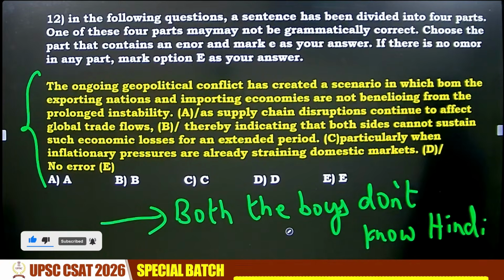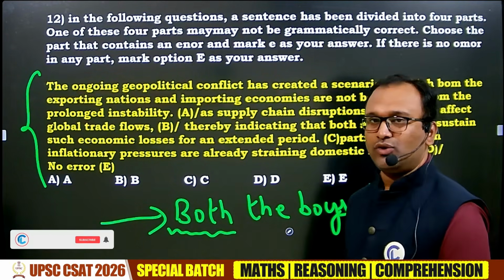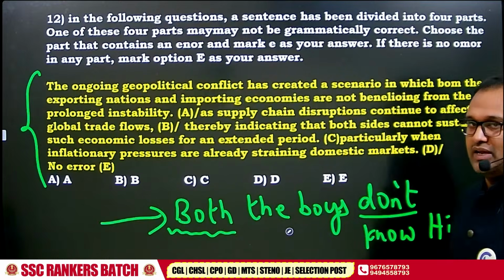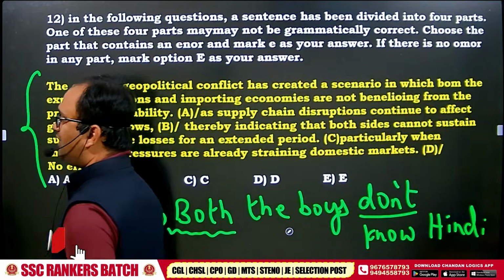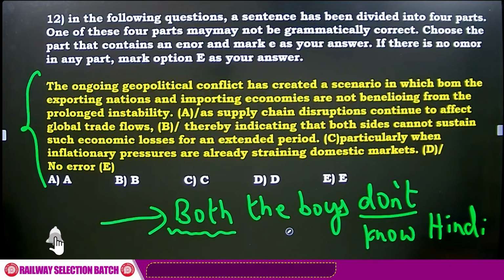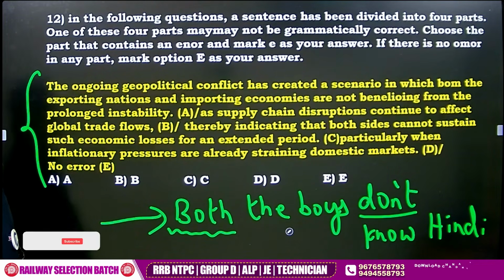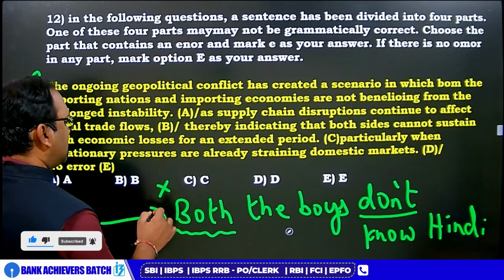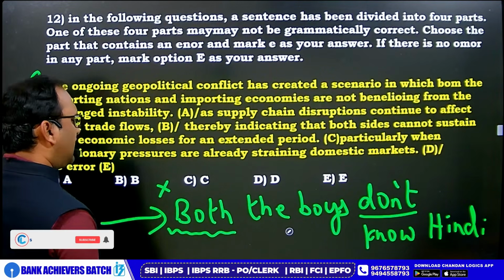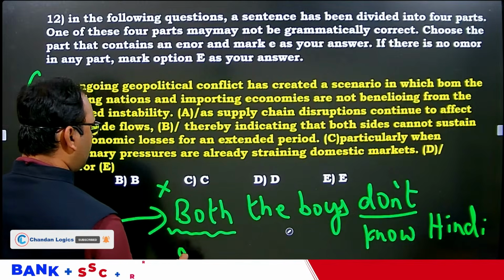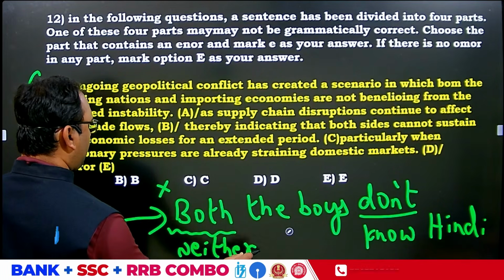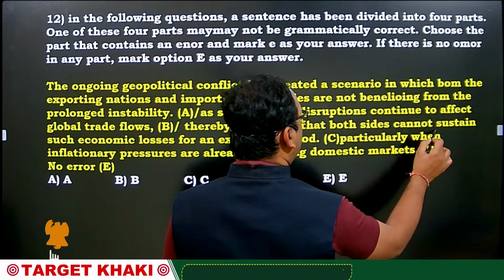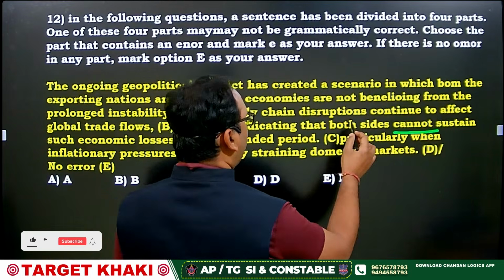So the serious problem is when we use the adjective both, you cannot use a negative sentence. It is a very important rule of grammar. When we use the determiner both, you cannot use a negative sentence. So the problem is, both the boys don't know Hindi cannot be used. Instead, you can say neither of the boys. Likewise, here also you cannot say both sides cannot. Cannot is negative.